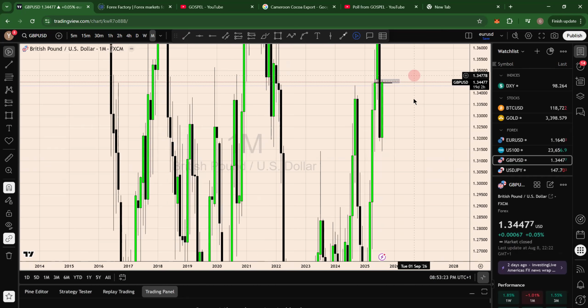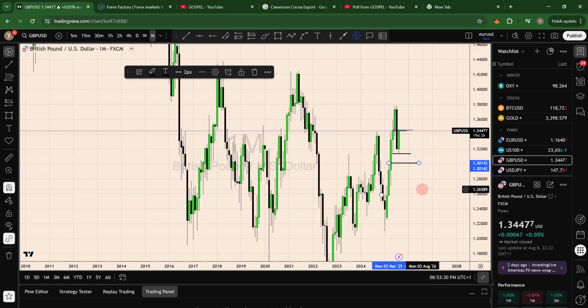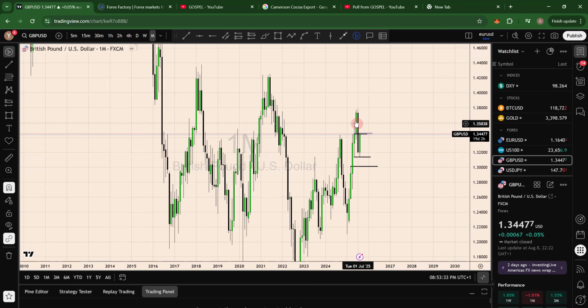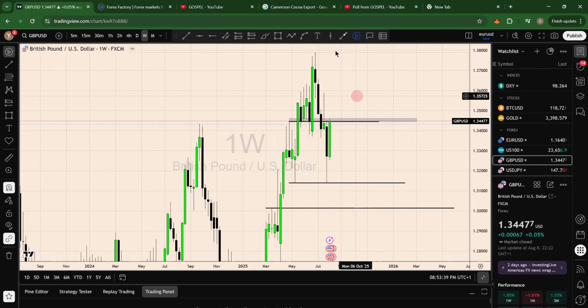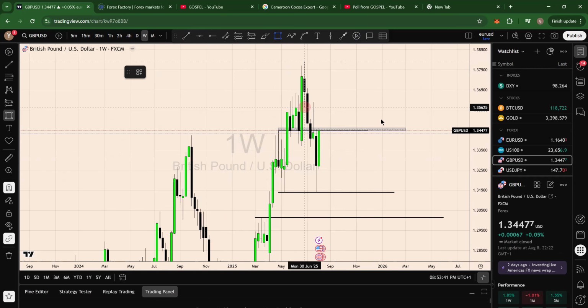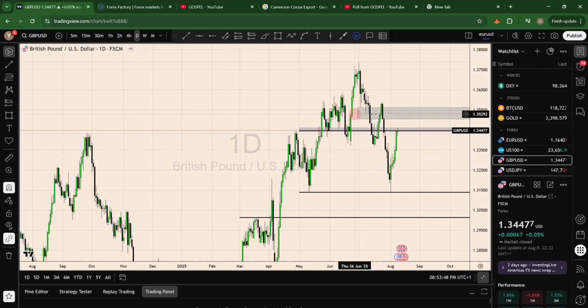Now we had the fair value gap here, and price did not fill it, so we still have good reasons for EURUSD to sell off as a retest of this other block. On the weekly, this previous weekly candle closed bullish. We can still have price respect this fair value gap, which also aligns nicely with that other block.